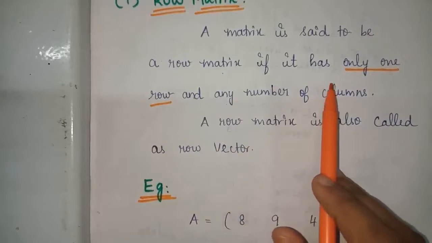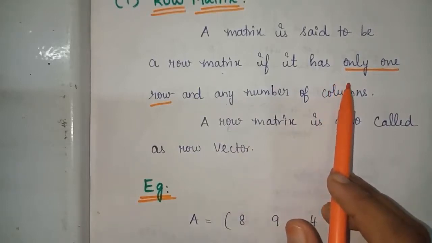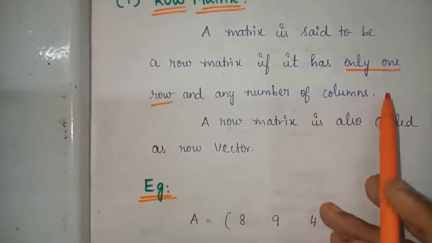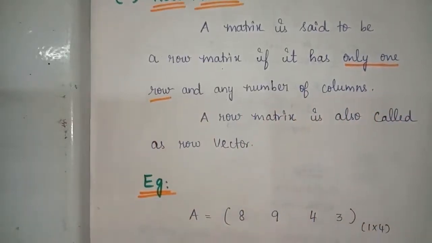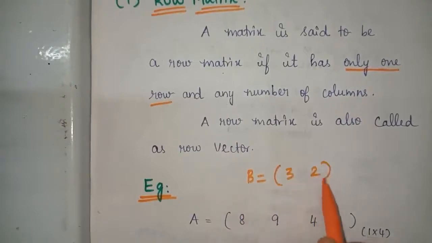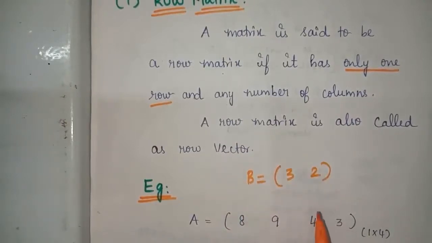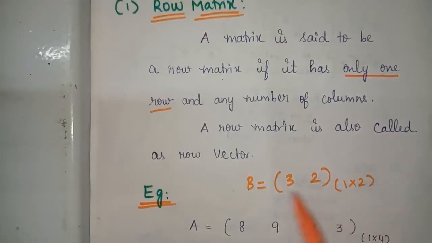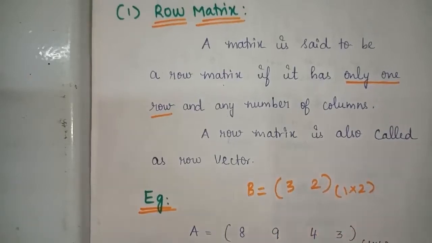So we can easily observe that it has only one row and any number of columns. If we take another example, B is equal to 3, 2. This is also a row matrix with number of rows 1 into number of columns 2. So likewise, this is the example for row matrix. A row matrix is also called a row vector.